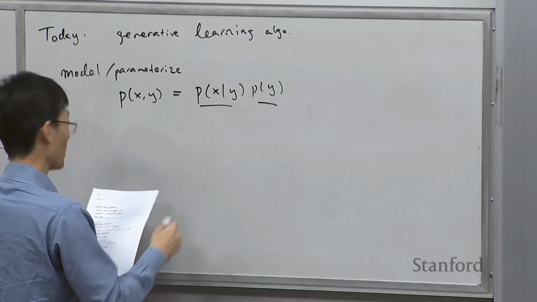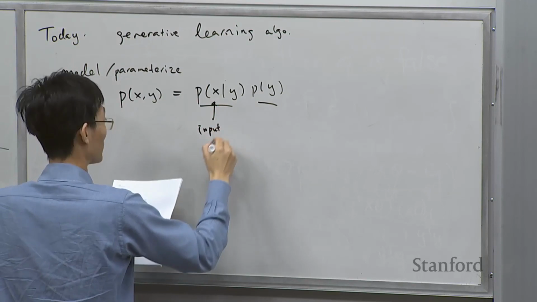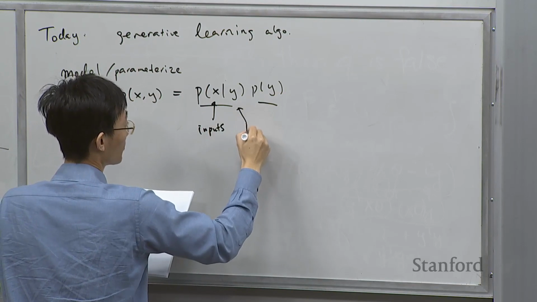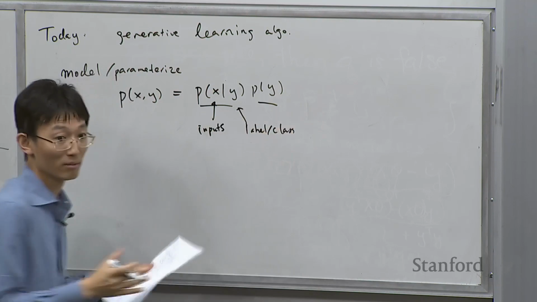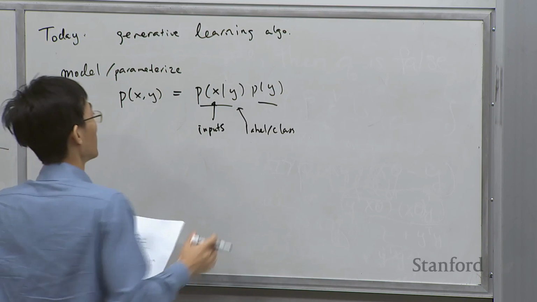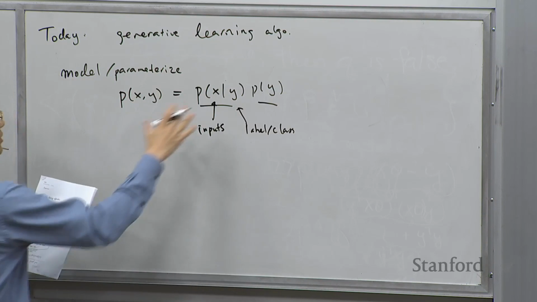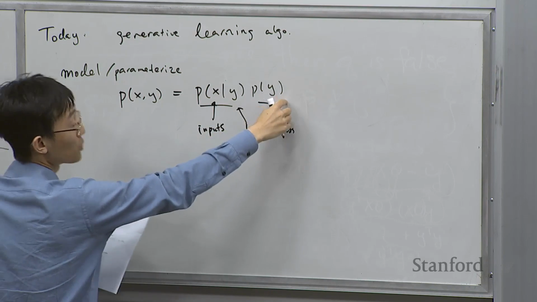Recall that x is the input, and y is something like a label or some kind of class. If you have classification, this is about the class, like maybe positive sentiment or negative sentiment. So basically this is the distribution of the input given the label, and this is the distribution of the label itself.